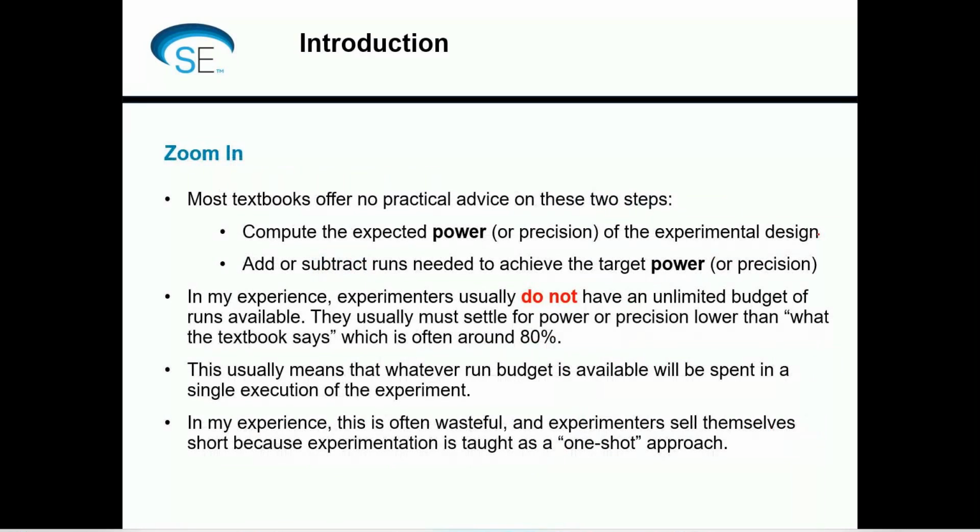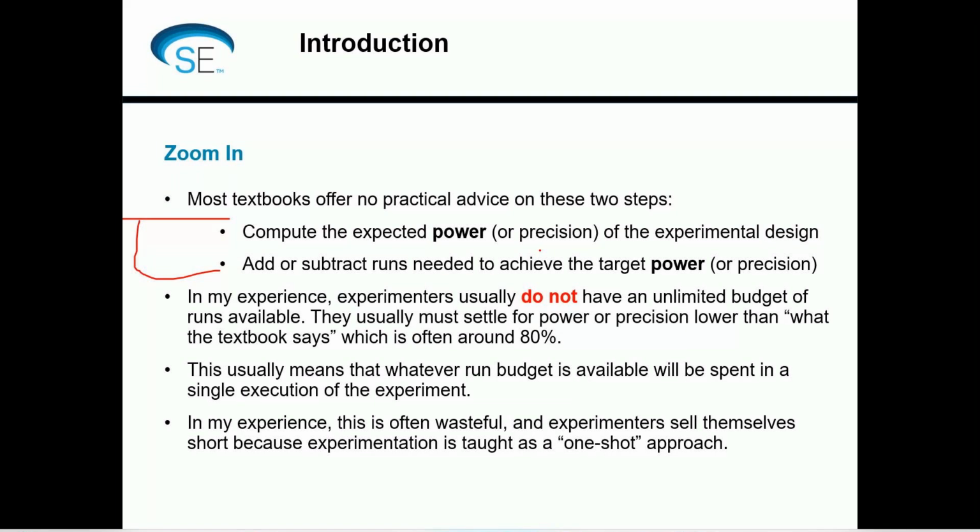So, in my experience, most textbooks offer very little or no practical advice on the two steps that I mentioned before. The first one is computing the expected power or precision of the experimental design, and then adding or subtracting runs needed to achieve the target power or precision. Now, in my experience, experimenters usually do not have an unlimited budget of runs. In fact, I can't think of really an example where somebody wasn't constrained by either money, raw materials, time, any of the things that I just mentioned. So usually what ends up happening is that people have to settle for power or precision that's a little bit lower than, quote unquote, what the textbook says, which is usually around 80%.